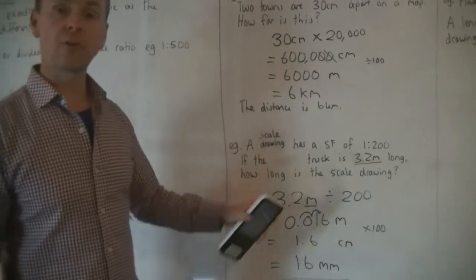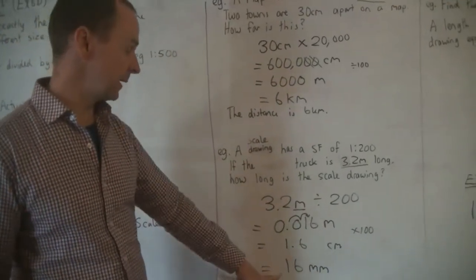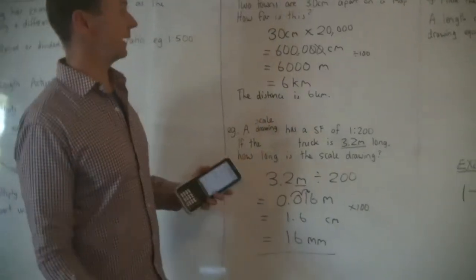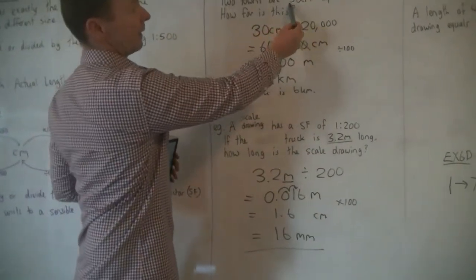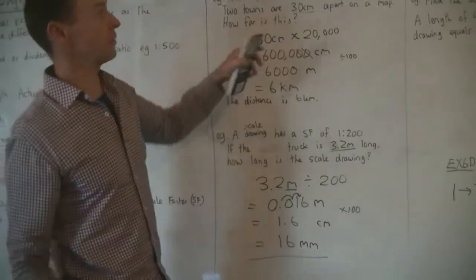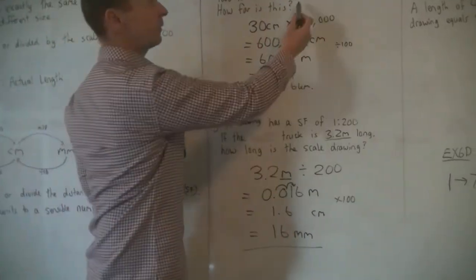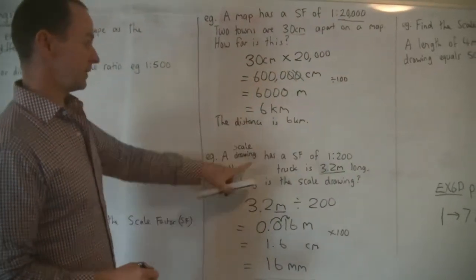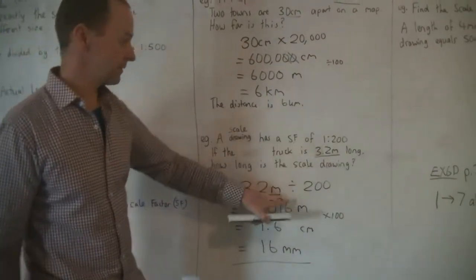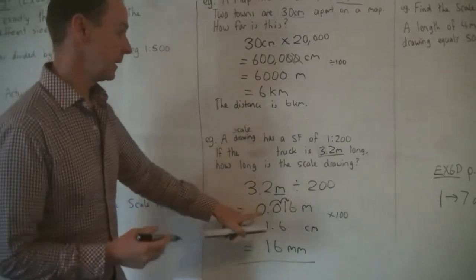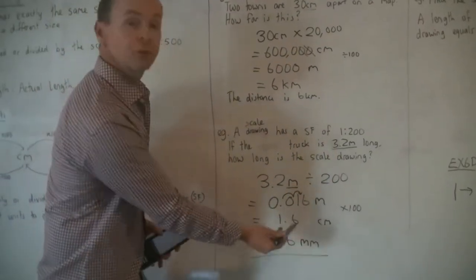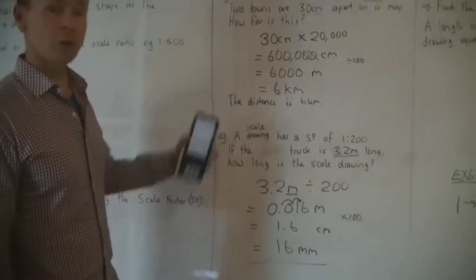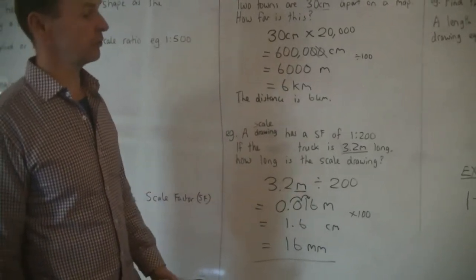But always read the question. It might say give your answer in millimetres. And that's our answer. So they're the two main types of questions you're going to get. So you get a distance, you have to work out whether it's bigger or smaller. If it's bigger in real life, times it by the scale factor, and then convert. If it's smaller in real life, divide by the scale factor, use your calculator, and then convert. You've got these skills from year 7, and that is it for how to do those two types of questions.